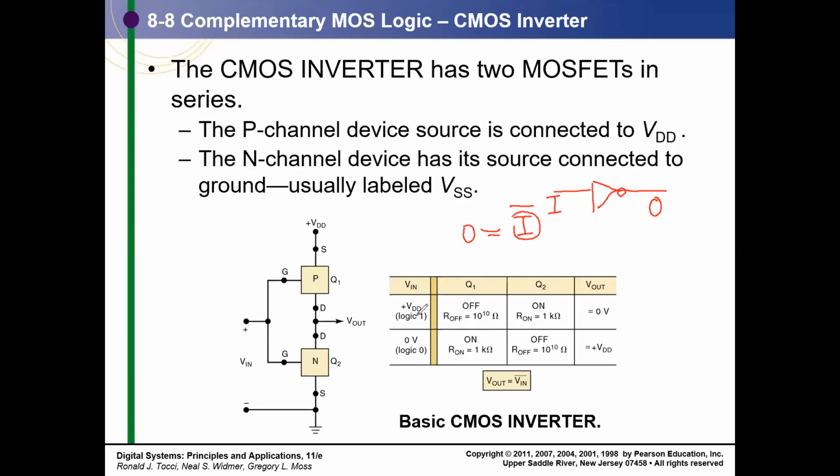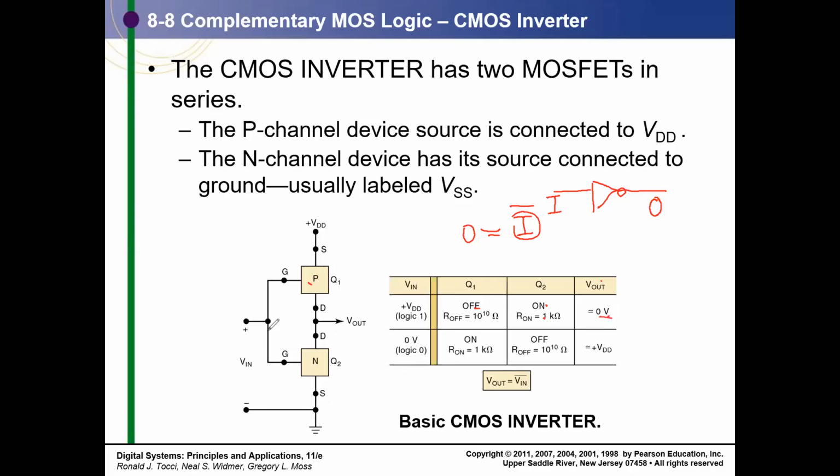If I apply logic 1, the N transistor is on and conducting, and the P transistor is off with a high resistance. The N has low resistance. The P is an open switch, so VDD cannot come over here, while the N is a closed switch. So V out is sunk to 0, and you get 0 volt.